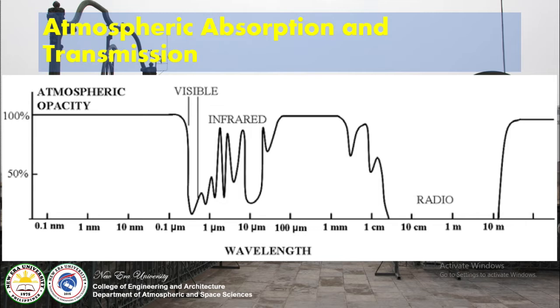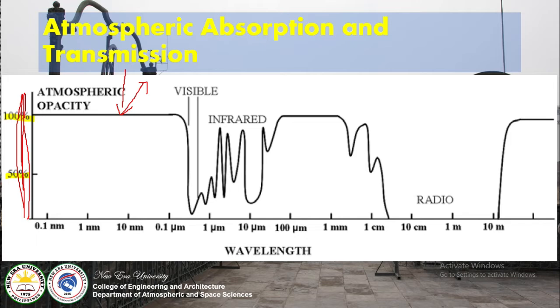As you can see in this slide, this is the atmospheric window. In terms of the atmospheric window, there are certain wavelengths that can pass through the atmosphere with no or minimal interaction with it. In our vertical axis, this is the atmospheric opacity. If we have 100% opacity, it means that there is zero transmission. Therefore, the wavelengths coming from space will just reflect back to space. And as the atmospheric opacity decreases, it means that more is going through the atmosphere.